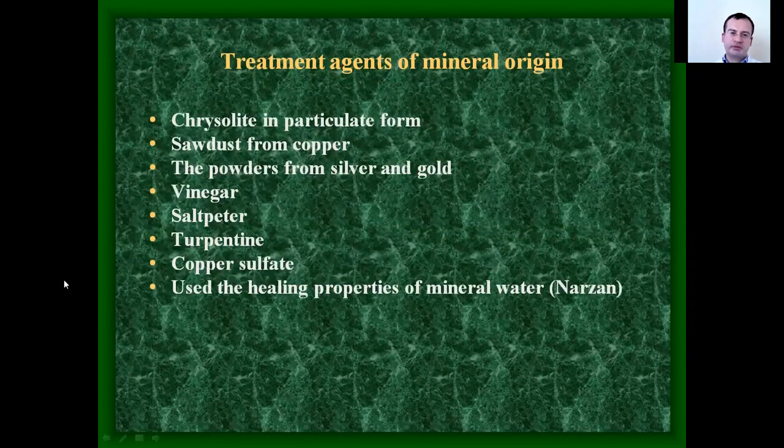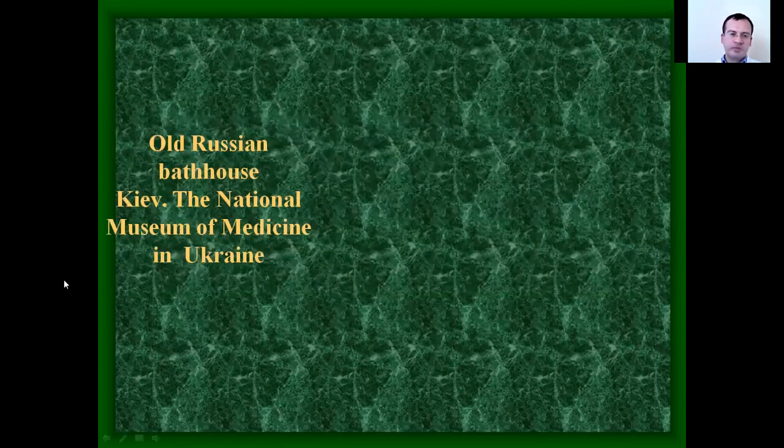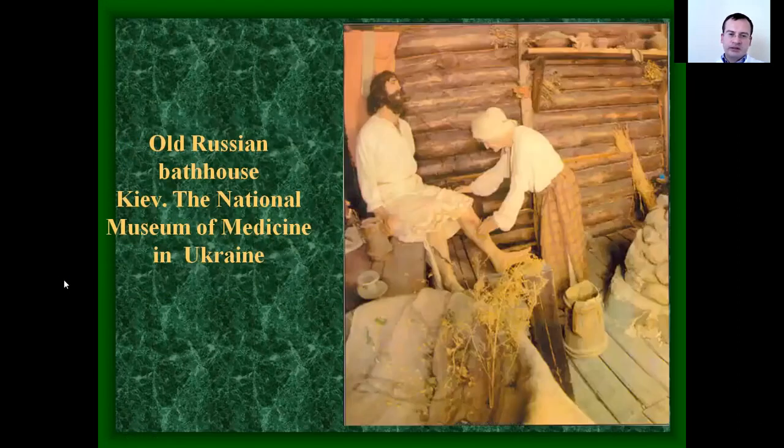Treatment agents of mineral origin: chrysalis in a particular form, sawdust from copper, powder from silver and gold, vinegar, saltpeter, turpentine, copper sulphate. They also used the healing properties of mineral water, for example, Narzan. This is how the bathhouses looked.